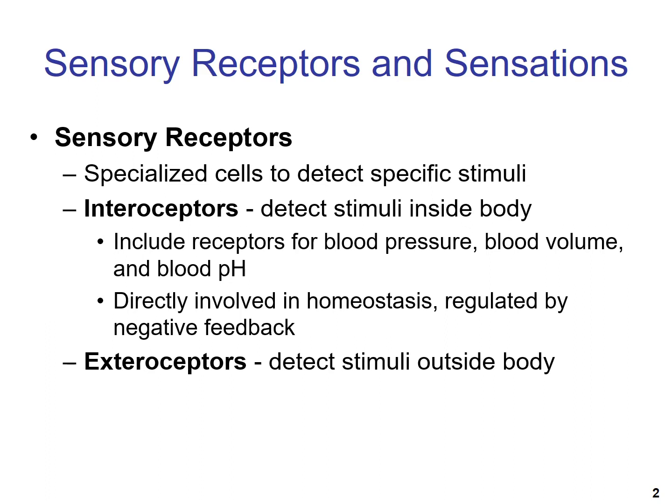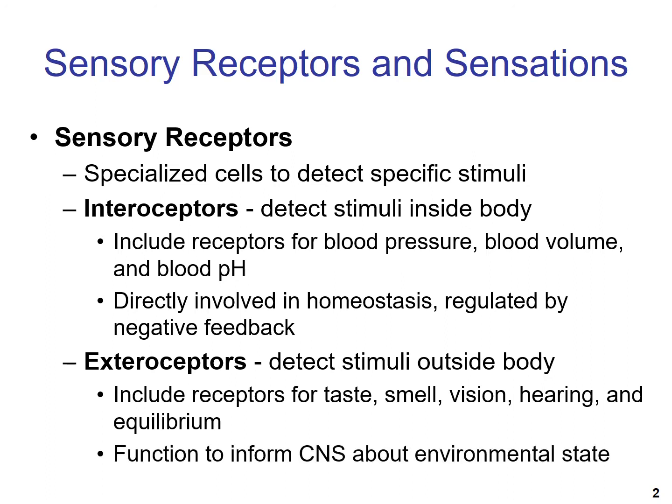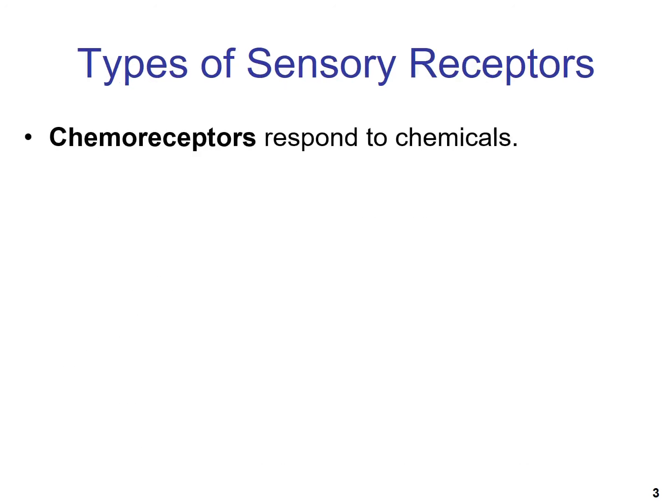Exteroceptors detect stimuli that come from outside the body. And these would be receptors for things like taste, smell, vision, hearing, and equilibrium. And what they do is they inform your central nervous system about the state of the world around you. Chemoreceptors respond to chemicals, and these would be taste, smell, and blood pH. So you're going to find chemoreceptors for both internal and external sensation.